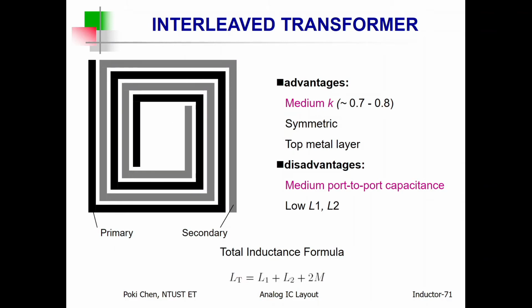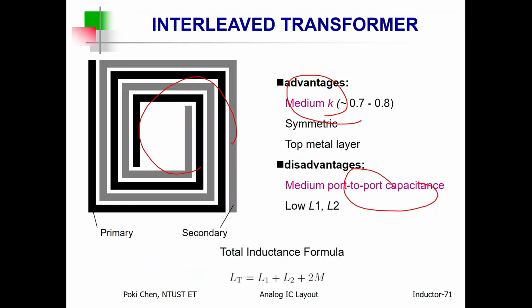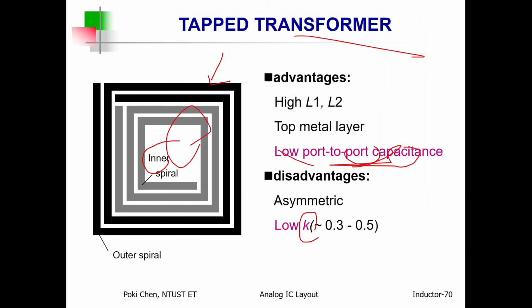So you can have the other one, the interleaved transformer. As you can guess, there is quite strong coupling between them. The strong coupling between those two inductors can increase the K value, but it also increases the port-to-port capacitance. So finally, you can have the stacked transformer. For the tapered or interleaved one, you need only one metal layer, the top layer, to do the layout for both the primary and the secondary inductors.